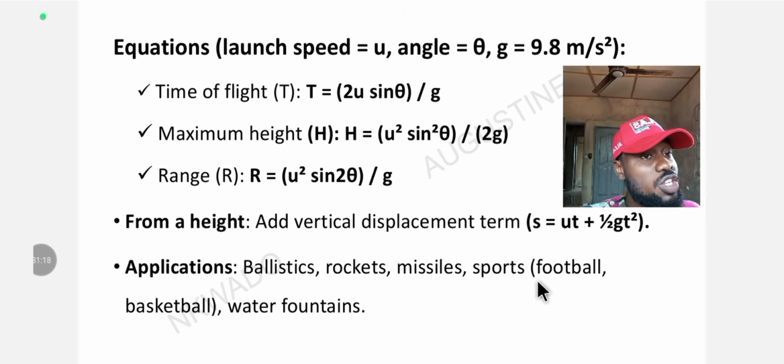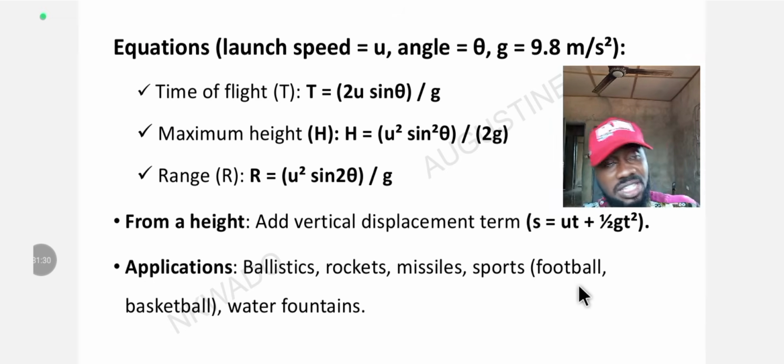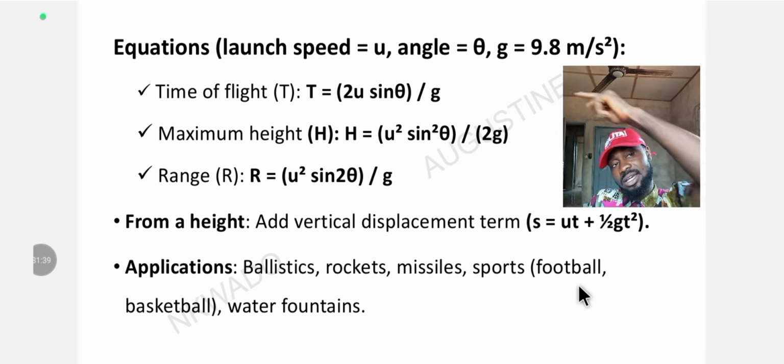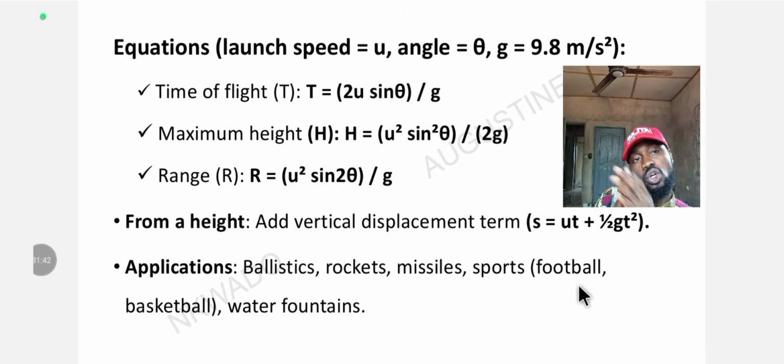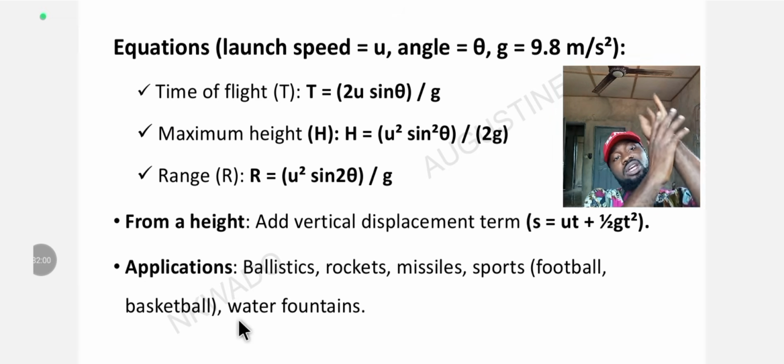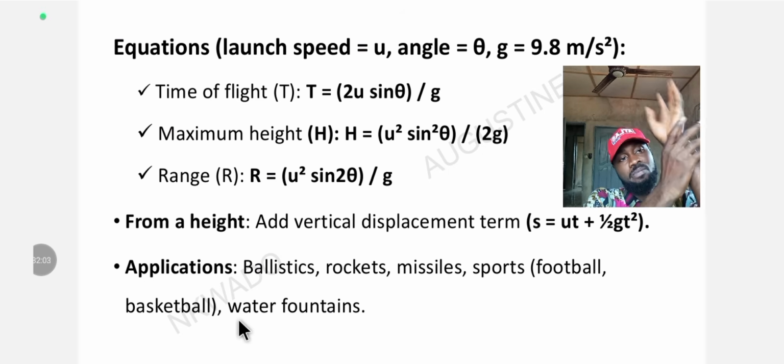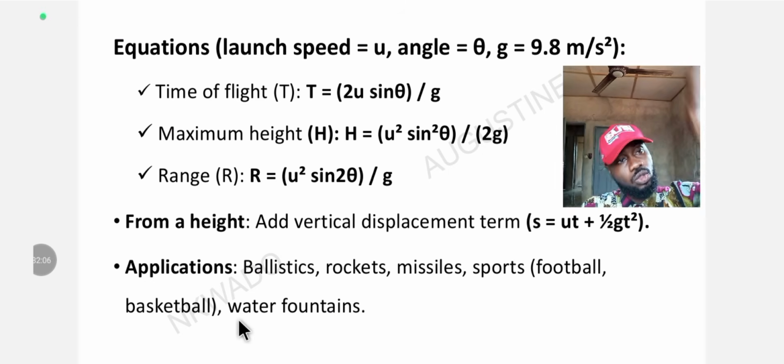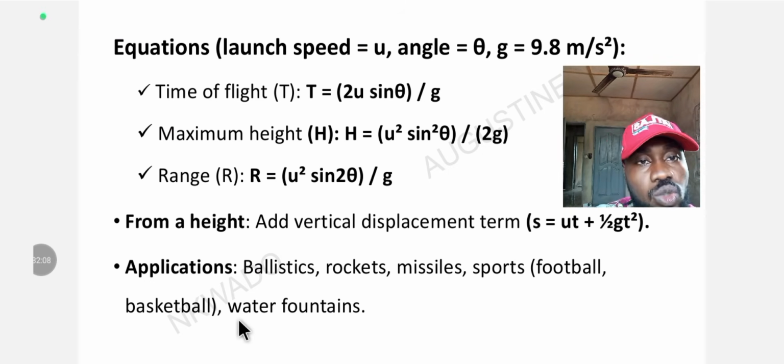Then it is used in sports, like football. The first example I gave you regarding projectile motion was football. If you play ball, it doesn't always go straight. Most of the time you have to throw the ball in a projectile motion to achieve your required results, which is scoring goals or playing through passes. Also basketball, projectile motion is very much required because you have to throw the ball in a projectile motion so that it can easily drop into the net. If you throw it straight, it's not going to drop into the net.